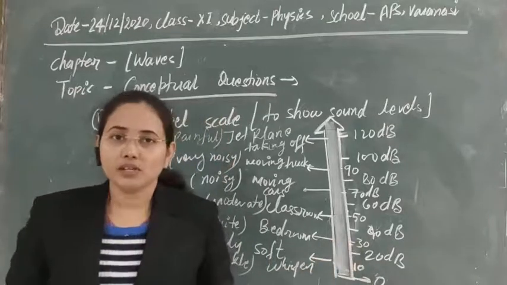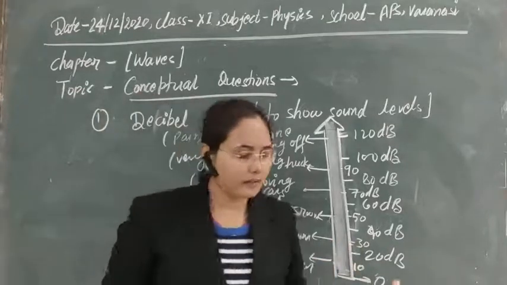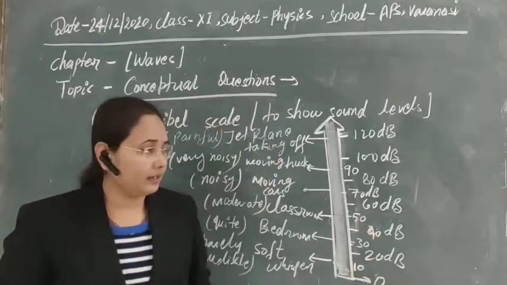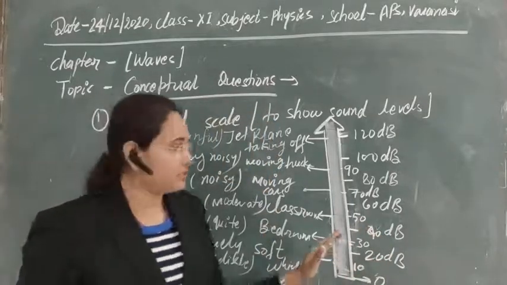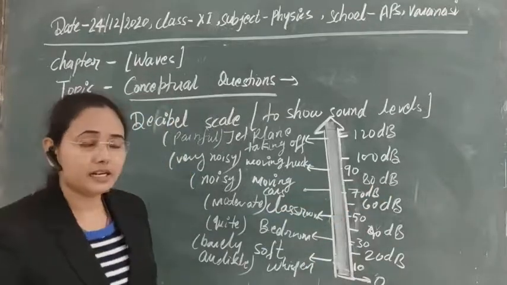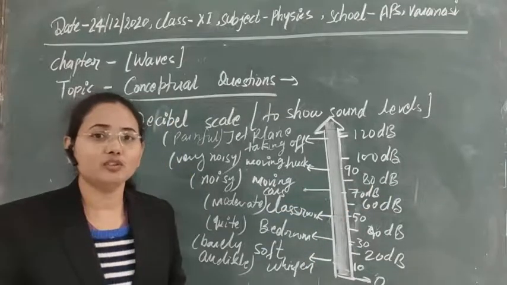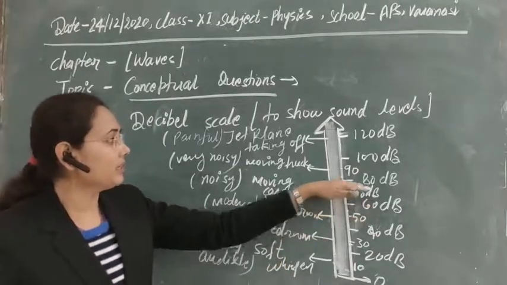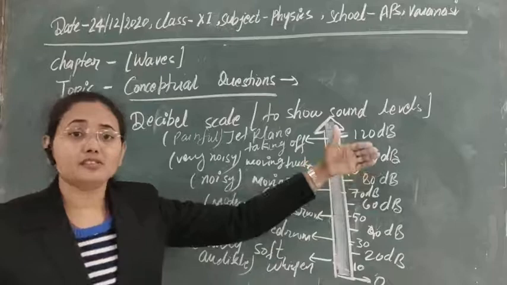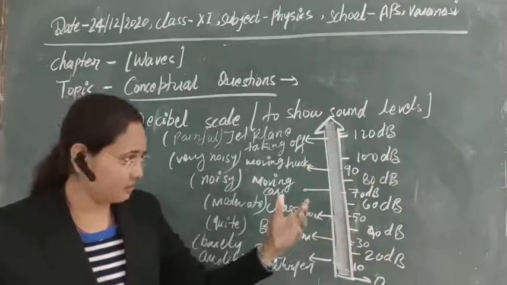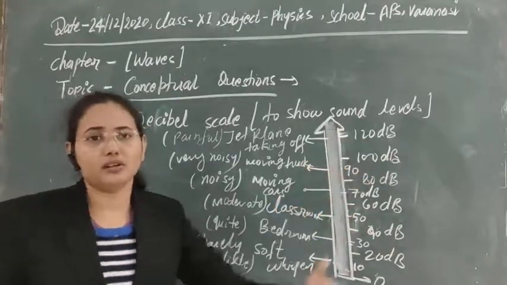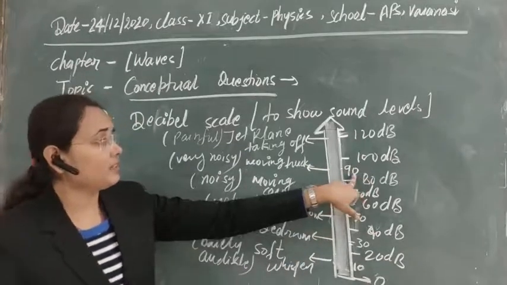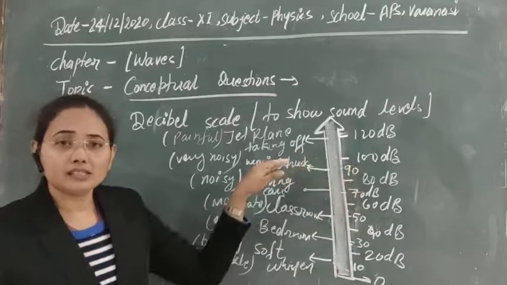In classrooms we have an average sound level of 50 decibels, and that is a moderate sound level for us. Next, inside moving cars we feel it is noisy, nearly 70 decibels. Inside trucks it is very noisy for us, because a lot of sounds are produced and their intensity increases there. So here it is 90 decibels, and this is really very noisy for us.